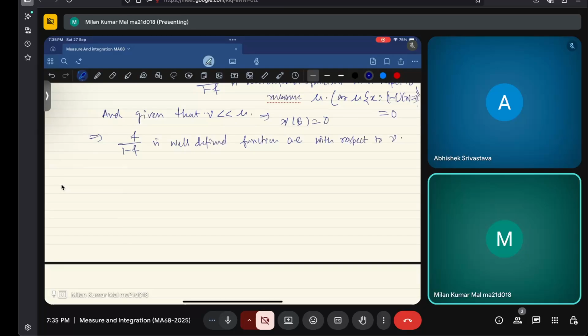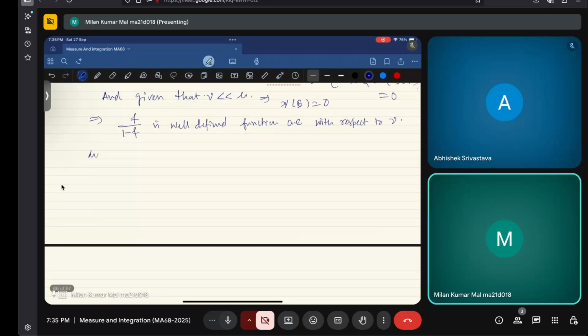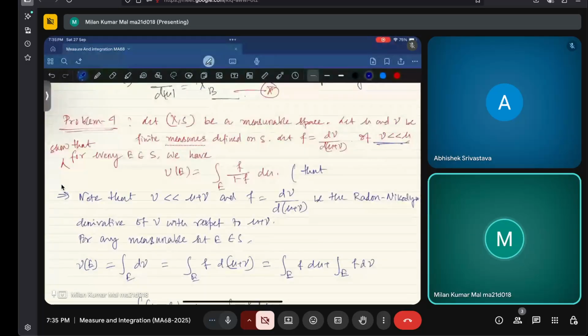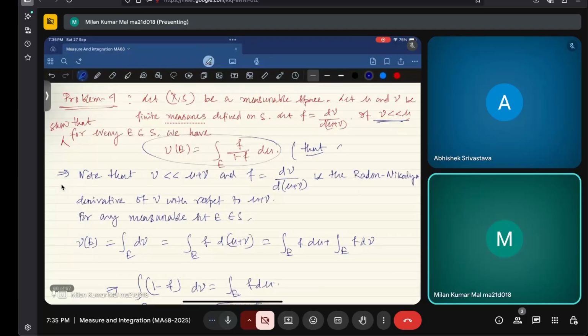Okay, so these two functions are almost everywhere. Our target is to show that mu is absolutely continuous with respect to mu. If this is the case, then the Radon-Nikodym derivative is this one: d nu by d mu is equal to the function f by 1 minus f. This is what we have to figure out.